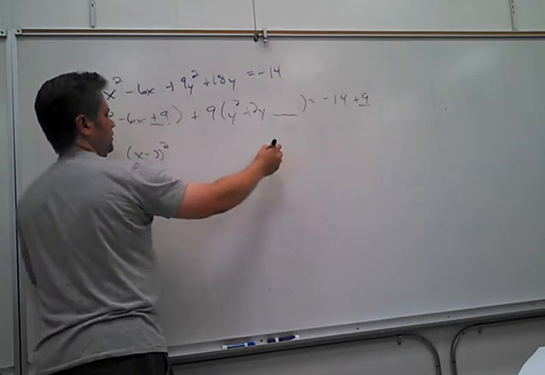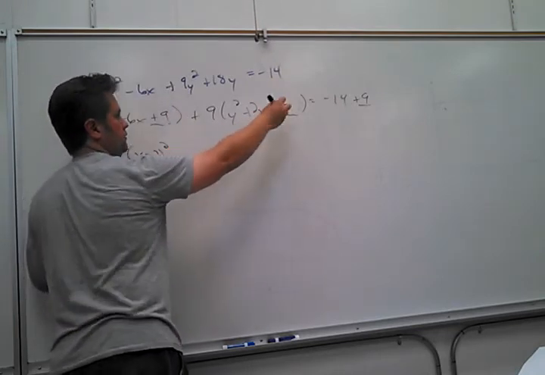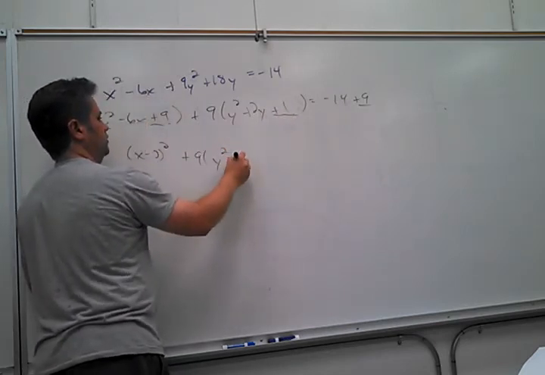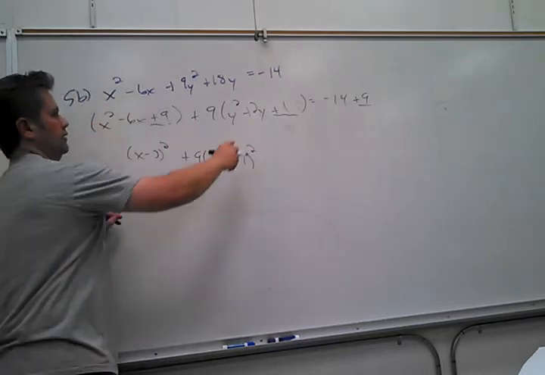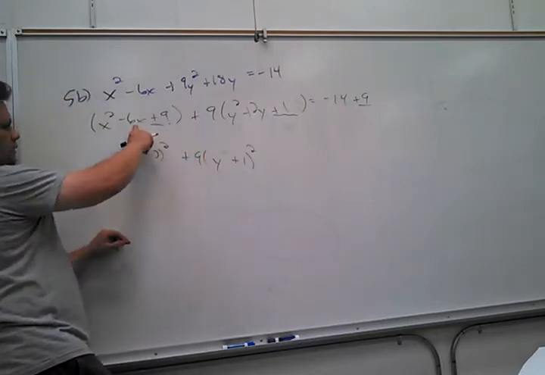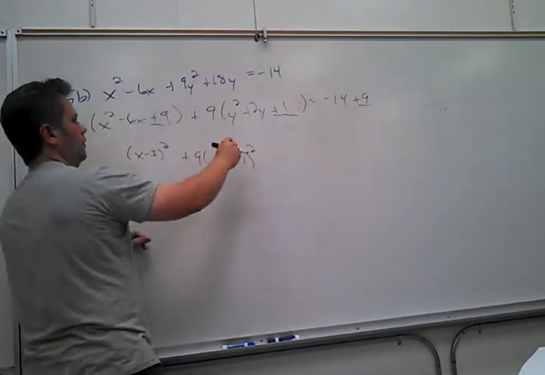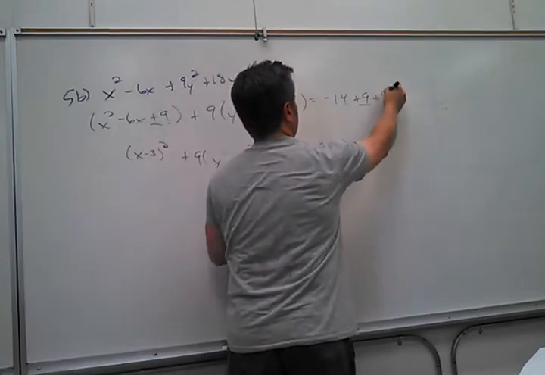What goes here? Half of 2 is 1, 1 squared is 1. So I know this is going to be y plus 1 squared. You have to add 9, right, because half of 2 is 1, half of -6 is -3. That's how it factors. It's nice. But what did I just do here? I added a 9, so I better add a 9 to the other side also.